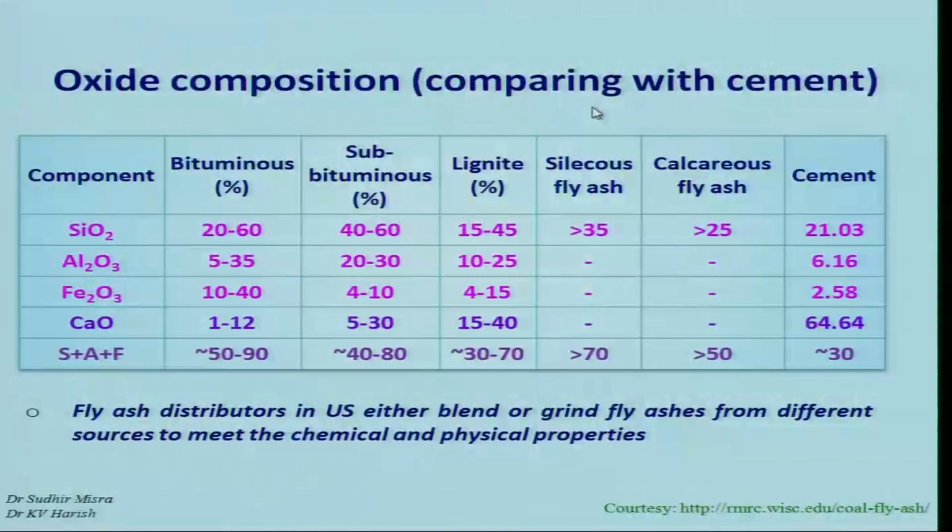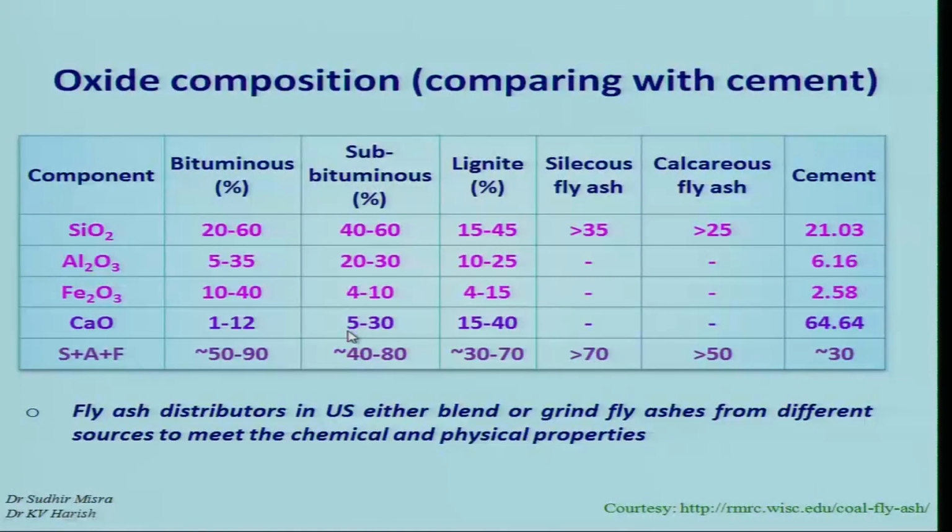Now, what is shown here is a comparative oxide composition of fly ashes from bituminous, subbituminous, and lignitic sources, also including the Indian fly ashes, siliceous fly ash and calcareous fly ash, the limits that are specified, and comparing it with the composition of the cement. So, typically only the important oxides like silicon dioxide, aluminum oxide, iron oxide, calcium oxide, and S plus A plus F are shown here.